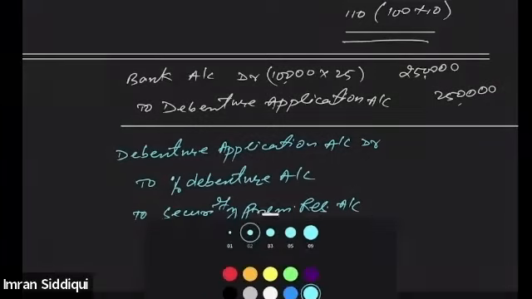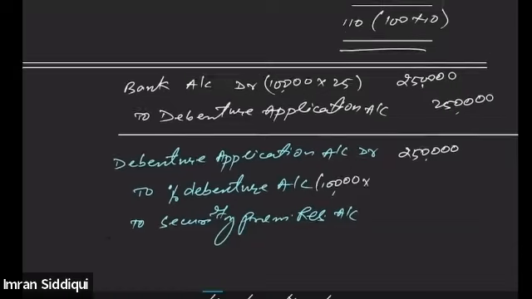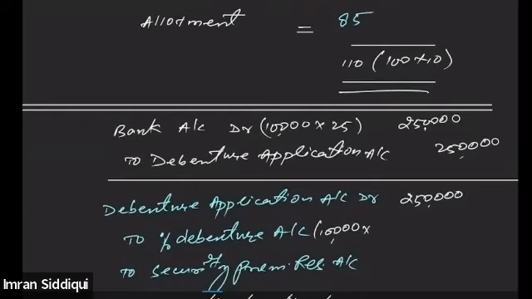Right, everyone? The amount of 25 lakh will be debited to the debenture application account. Sorry, 50,000 will be debited to the debenture application account. And 10,000 into, tell me, by what amount will the debenture account be credited? By what amount will the debenture account be credited? 10,000 into what? Tell me. With what value do I need to multiply 10,000 in order to credit the amount to the debenture account?